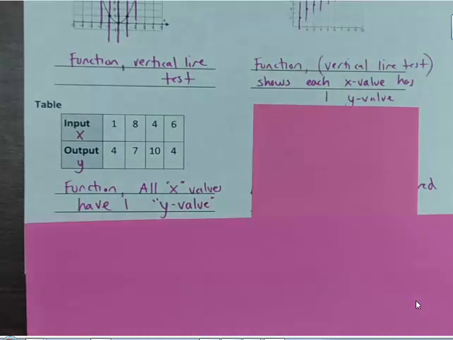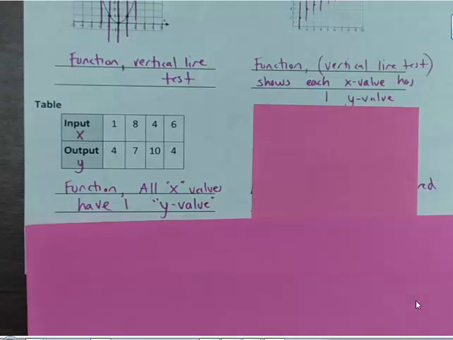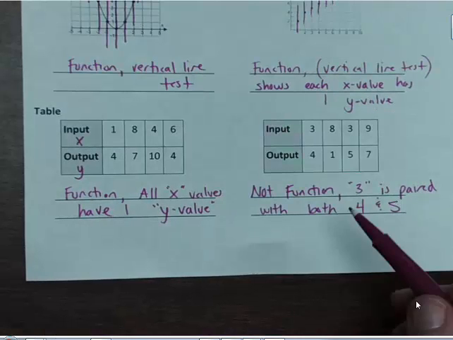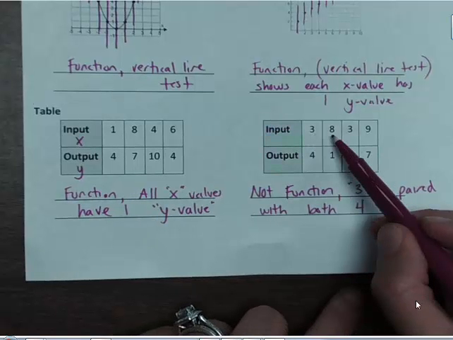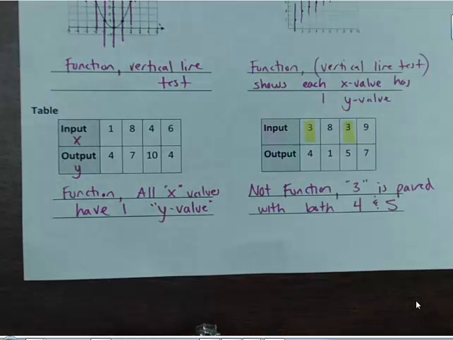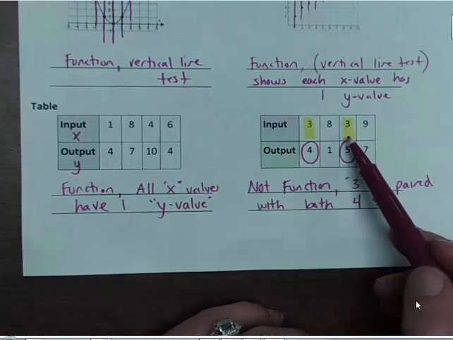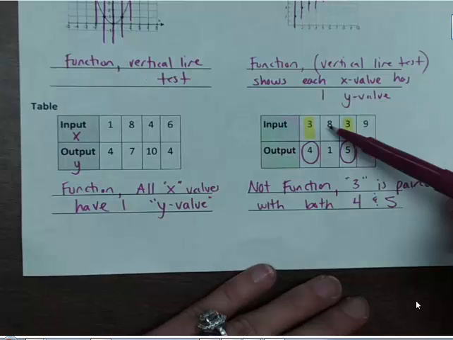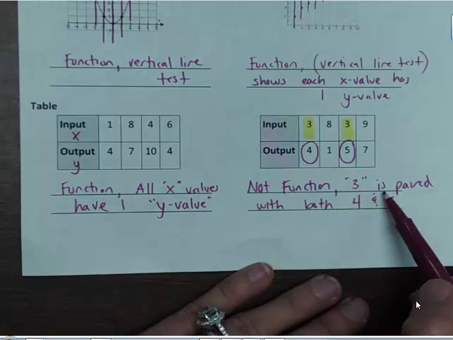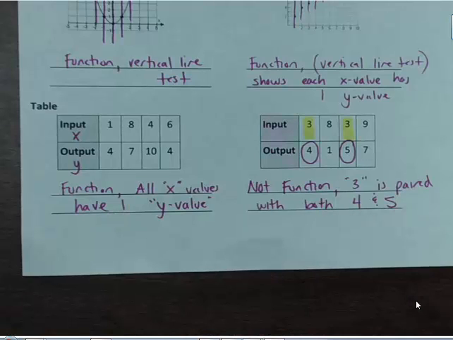Go ahead, pause the video, and do that second example from our table to identify if it's a function or not, and make sure you explain why and how you know. Okay, our last one. From this table, I notice my inputs are 3, 8, 3, and 9. Right away, I notice that this 3 is listed 2 times, and they go to the 4 and the 5 as their outputs. So this does not represent the definition of a function. These x values go to 2 different y's, which means this is not a function because the 3, which is our x value or our input, is paired with both the 4 and the 5 as its y value or output.